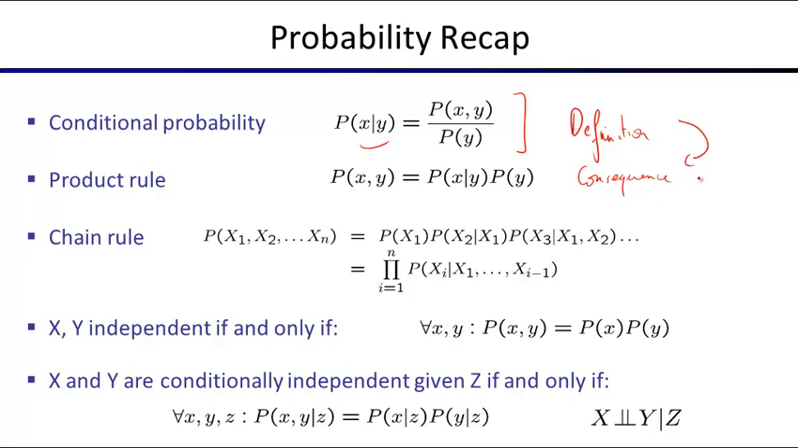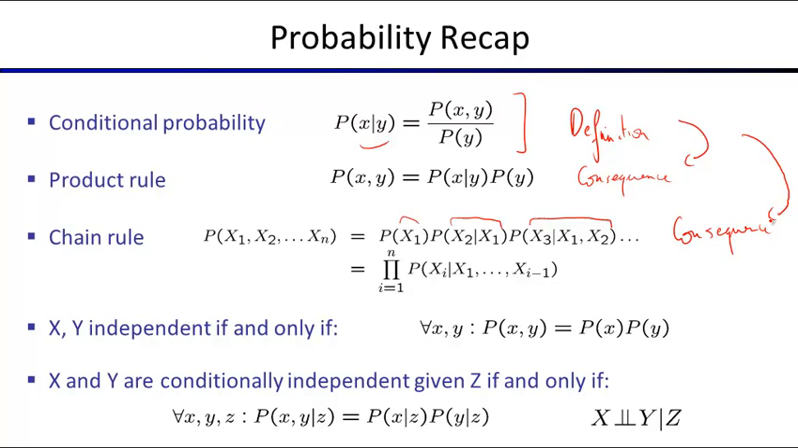Now, if you apply the product rule in a generalized way to many random variables, you get something called the chain rule. And you can do this in n factorial different ways because you can order your variables in any order you like. And what you get is that the joint over all variables is the product of the marginal of the first one times the conditional of the second one given the first one times the conditional of the third one given the second and the first one, and so forth. Again, this is just a consequence of this thing over there.